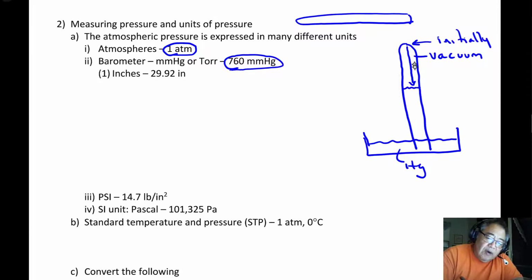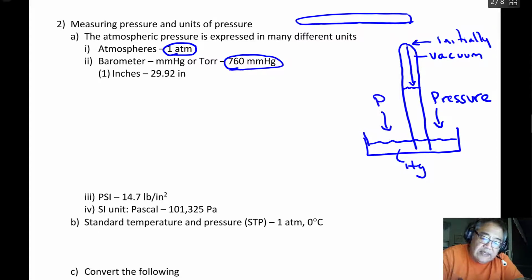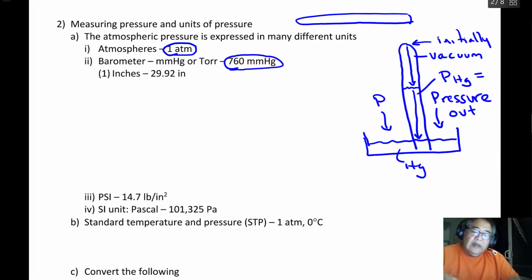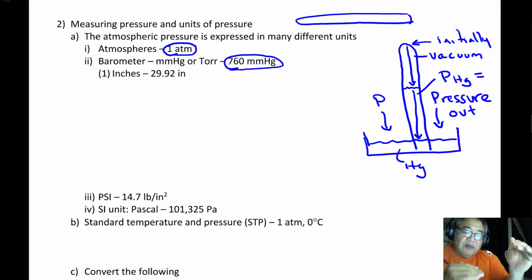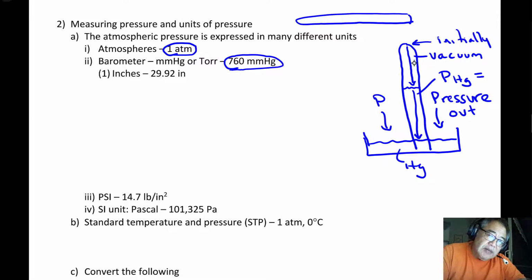And the mercury would fall until the pressure on the outside was equal to the pressure exerted by the mercury trying to get out. So this would balance. So think about what happens if the pressure on the outside would go up. That means it was pushing down harder. This mercury would rise up higher. If the pressure on the outside was low, then it would drop down and the mercury would be lower.